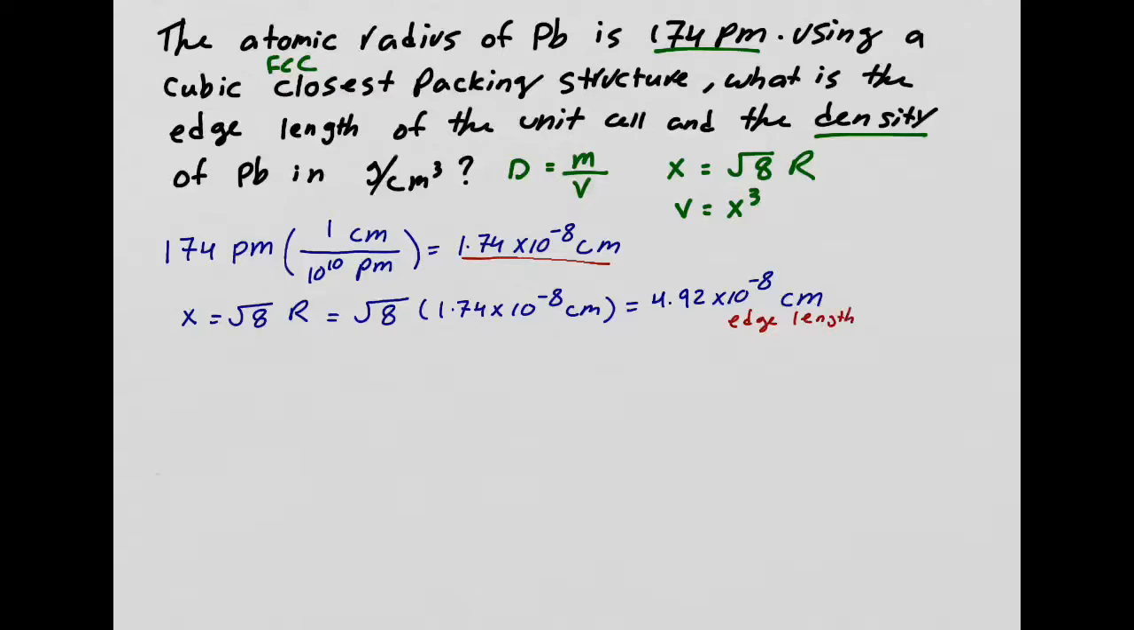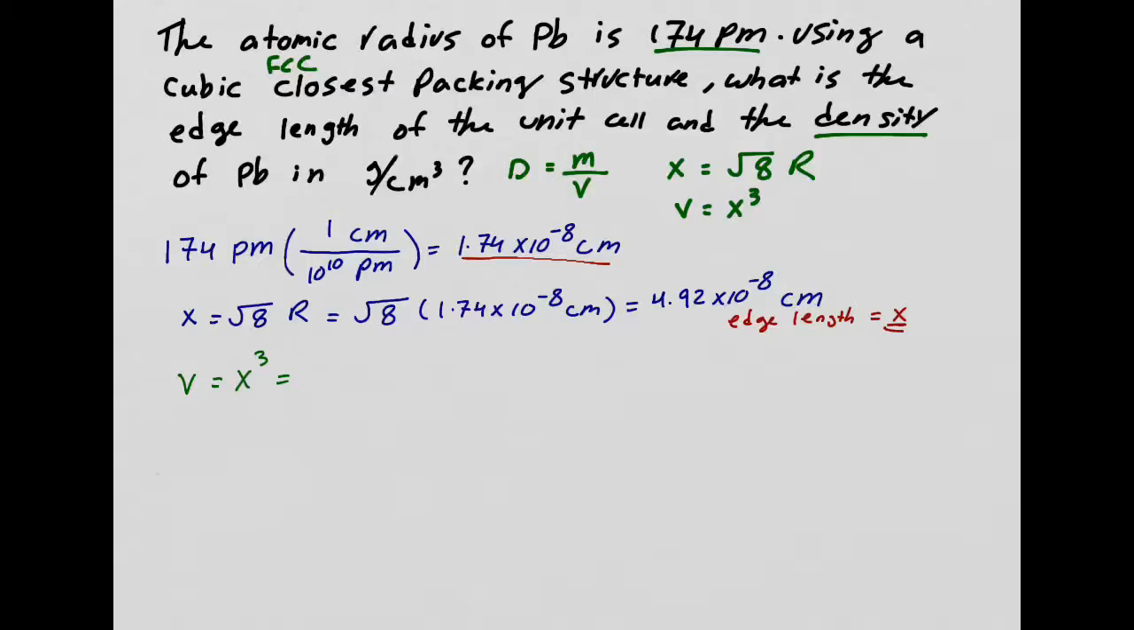Again, don't forget that the edge length is basically the x. The edge length is definitely the x. Okay, so far so good. All right, now I know density is mass over volume. Now what I'm going to figure out is the volume, because the volume is x cubed and I have x, right?